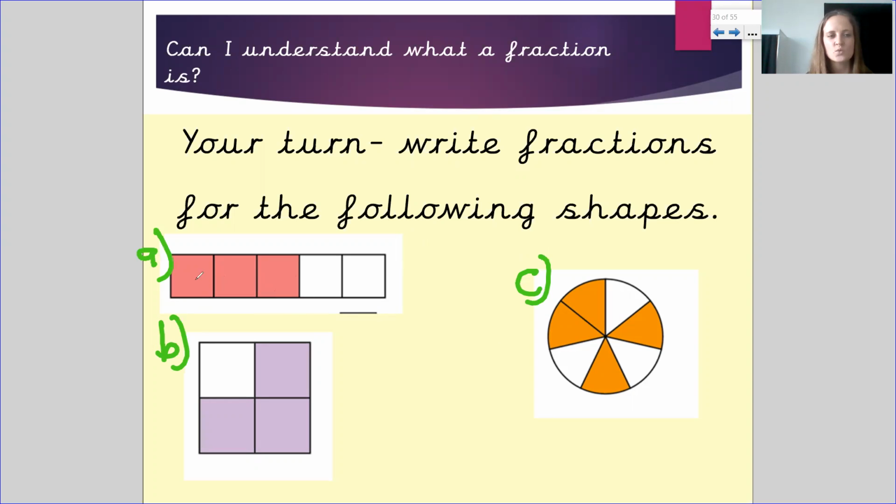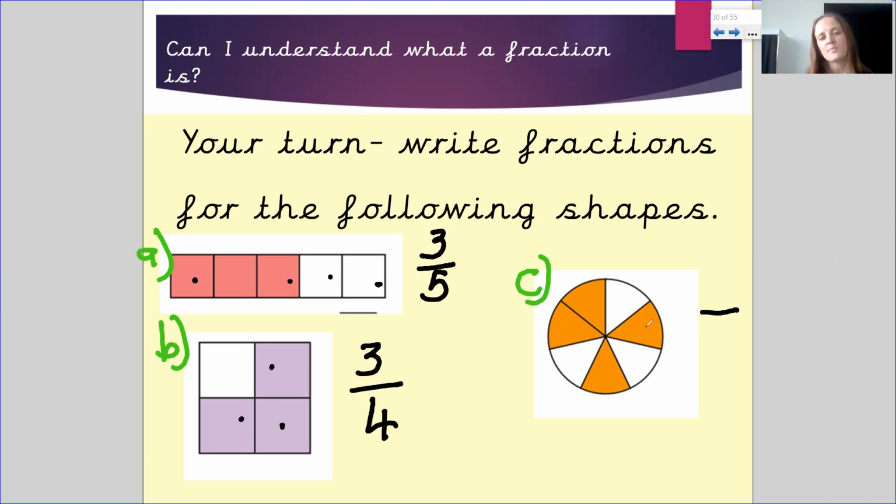So this one has 1, 2, 3, 4, 5. So it's going to be in fifths. And we've got 3 of those are colored in. So 3 out of 5 are colored in. So 3/5 are shaded. This one is broken up into quarters or into 4. And I can see that 3 out of those quarters is colored in.